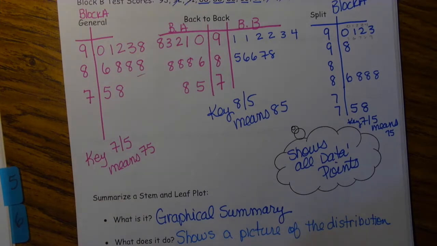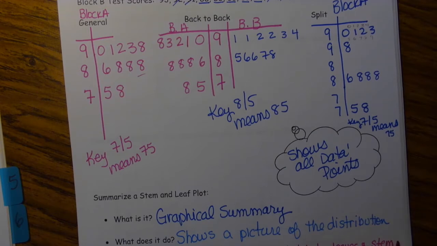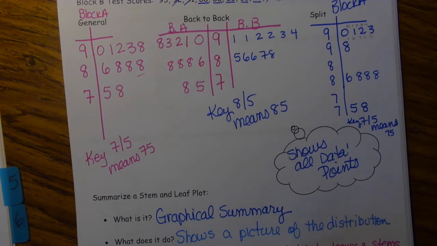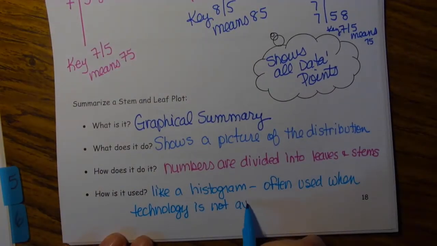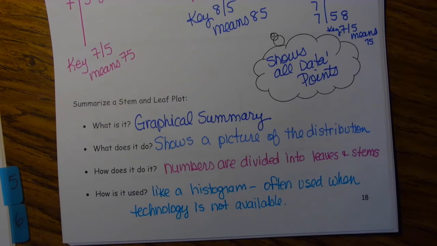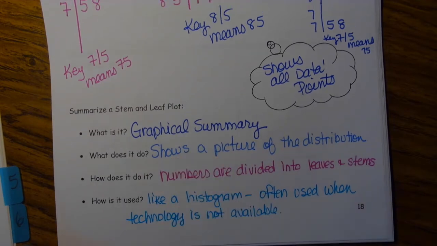How does it do it? Okay, so we would say the numbers are divided into leaves and stems. How is it used? It's like a histogram, often used when technology is not available. Okay, so more than likely we would use technology, but if technology is not available or we just want a real quick way to compare numbers, we can use this, right?